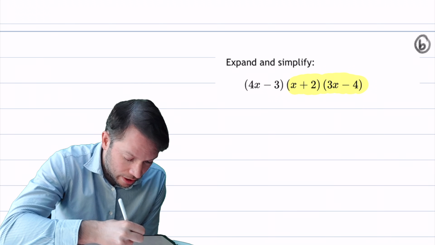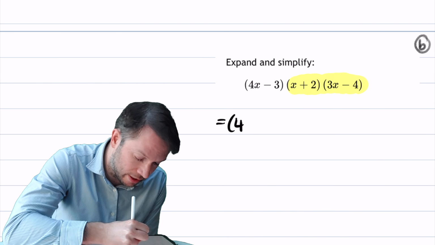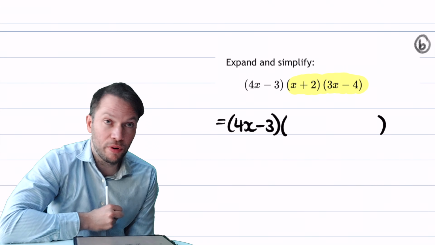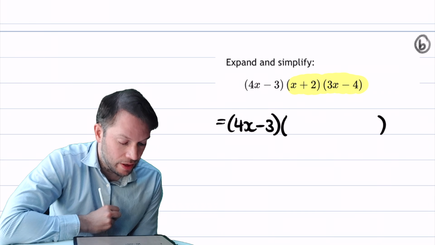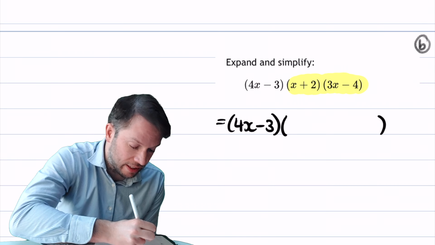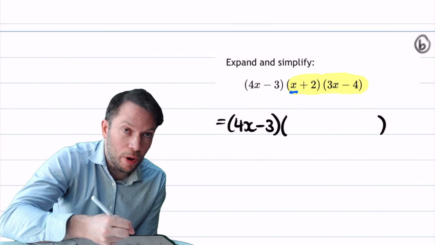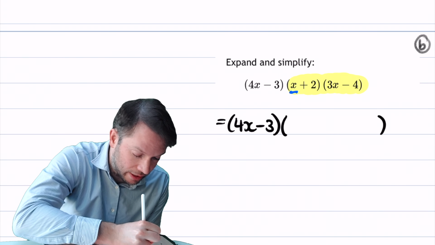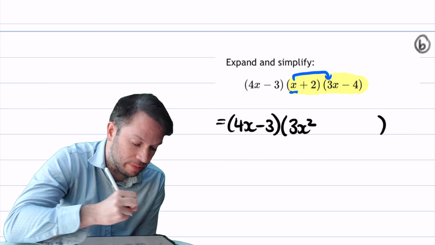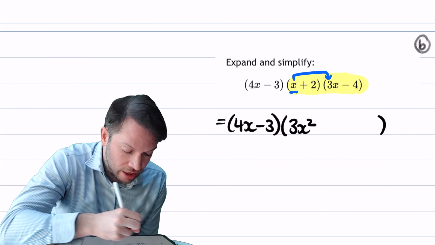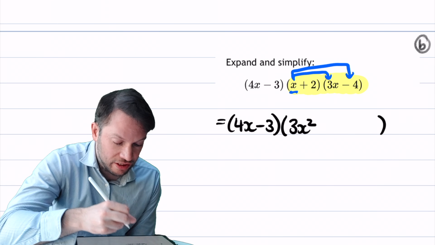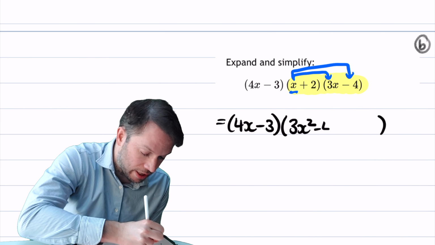So let's do that. I'm going to leave the 4x minus 3 as it is. And now I'm going to expand out the second and third bracket into this big empty bracket here. So remember, we do each term in the first bracket multiplied by each term in the second. So I'm going to concentrate on this x first and multiply it by each term in the second bracket. So I'm going to times the x by the 3x, which is 3x squared. X times x is x squared. And I'm going to do this first term, the x, multiplied by the second term in this bracket. So x times minus 4, which is minus 4x.